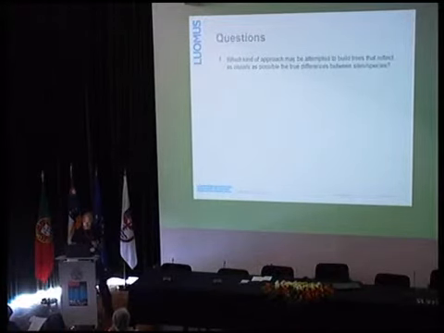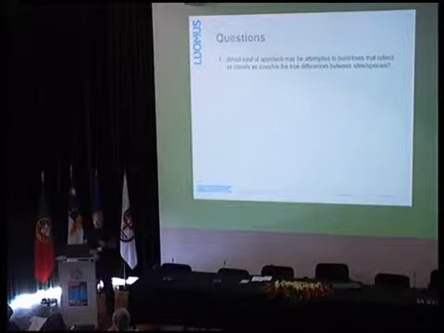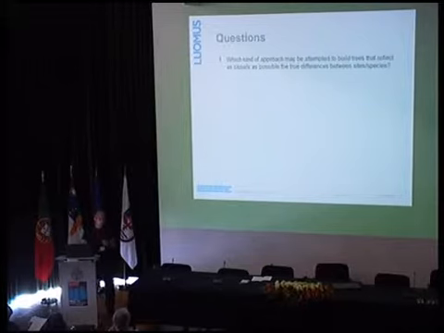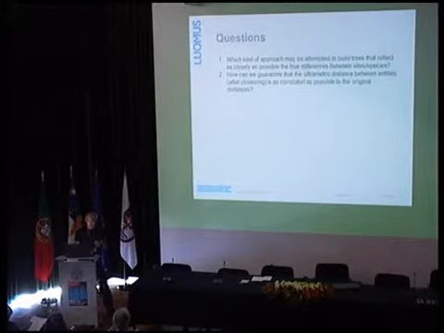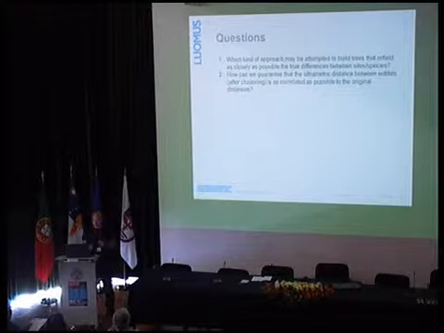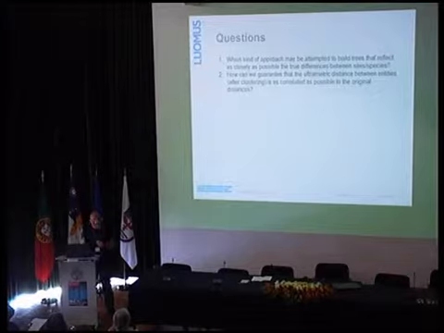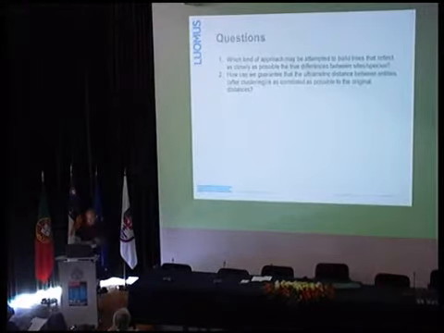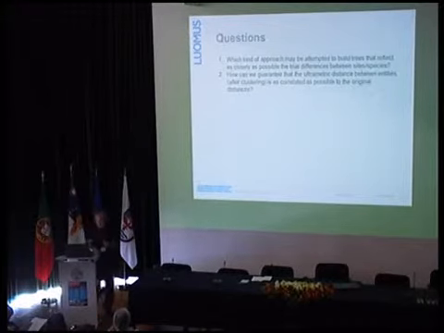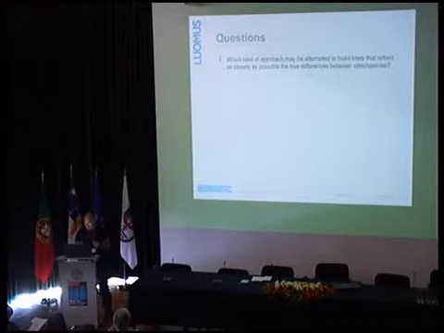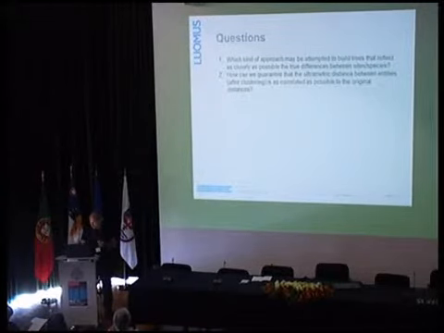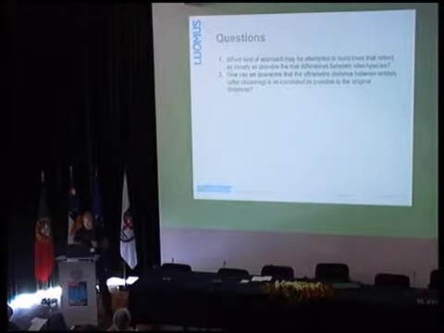So the questions here are: which kind of approach may be attempted to build trees that reflect as closely as possible the true differences between sites, species, or other entities? And how can we guarantee that the ultrametric distance is as correlated as possible to the original distances, so before and after the clustering? So this is a more mathematical question. Maybe it is relatively easy to solve. We don't know. We still use old methods. And who knows if anyone has the solution right away. Okay, that's it, and thank you.